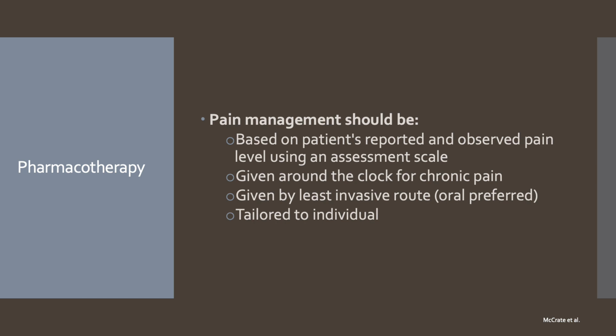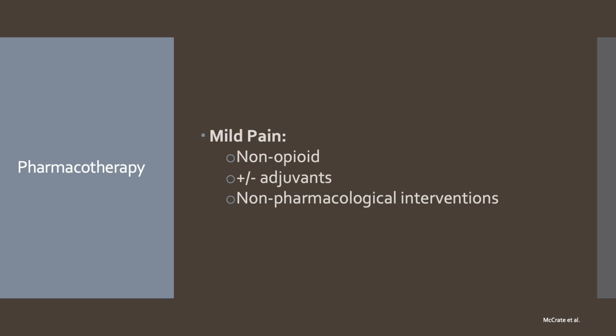And then lastly, it should be tailored to the specific individual in pain. Next, I'm just going to talk about general pharmacotherapy recommendations with mild pain, moderate pain, and severe pain. So I'm going to start with mild pain, and in general, it's a good rule of thumb that we prefer our non-opioid or our other pain treatment options first to try to control pain.